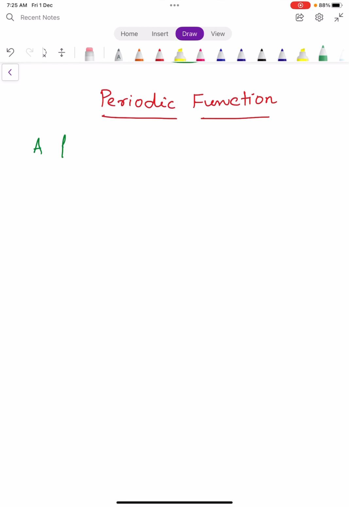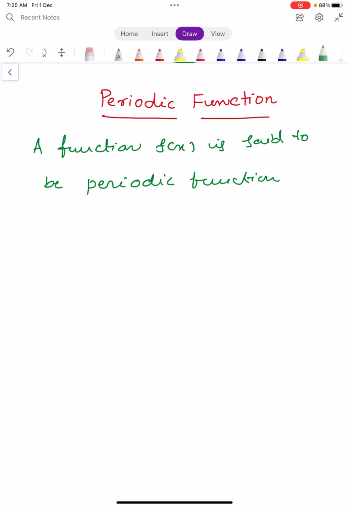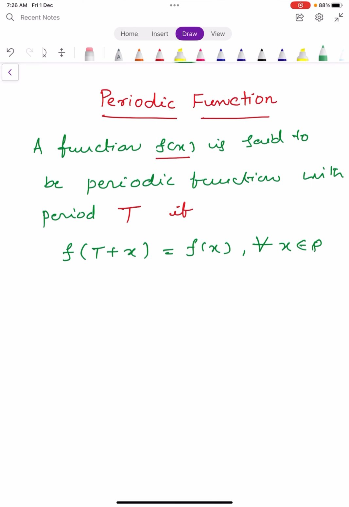A function f of x is said to be a periodic function with period capital T if it satisfies the condition f of T plus x is equal to f of x for all x belonging to capital R, where T is greater than 0.